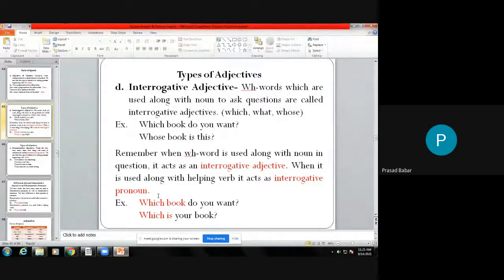Okay, so what we have to remember is that when a WH word is used along with a noun in a question, it acts as an interrogative adjective. And when it is used along with the helping verb, then it acts as an interrogative pronoun. Okay, so see the difference between these two, interrogative adjective and interrogative pronoun.